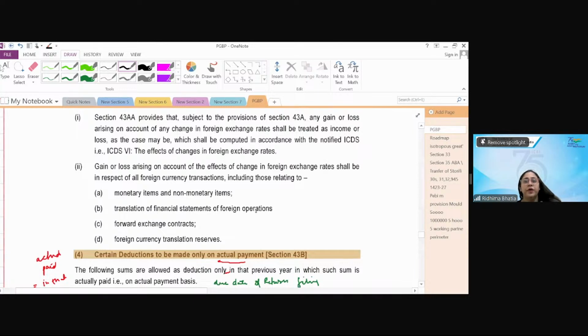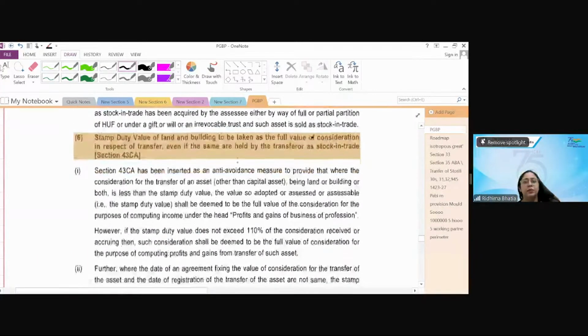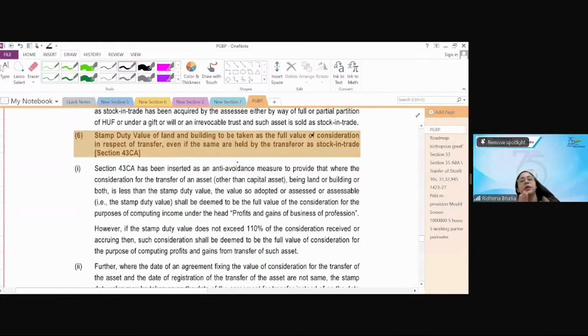Perfect. Now we move ahead to another important section, which is your very important section 43CA. You must have studied about this section while studying capital gain, but now let's understand this. If I only read the heading, it says: stamp duty value of land and building to be taken at full value of consideration in respect of transfer, even if the same are held by the transferor as stock in trade.